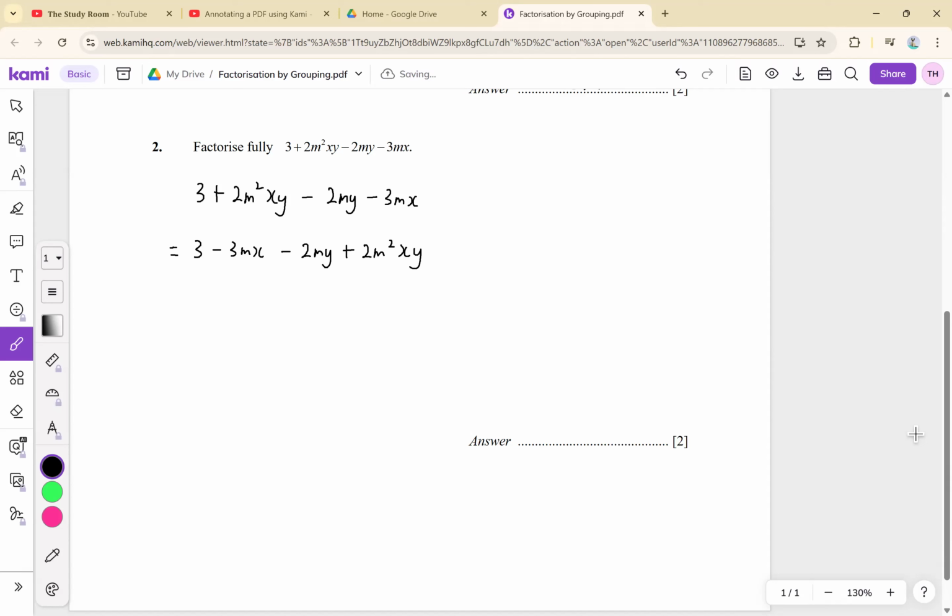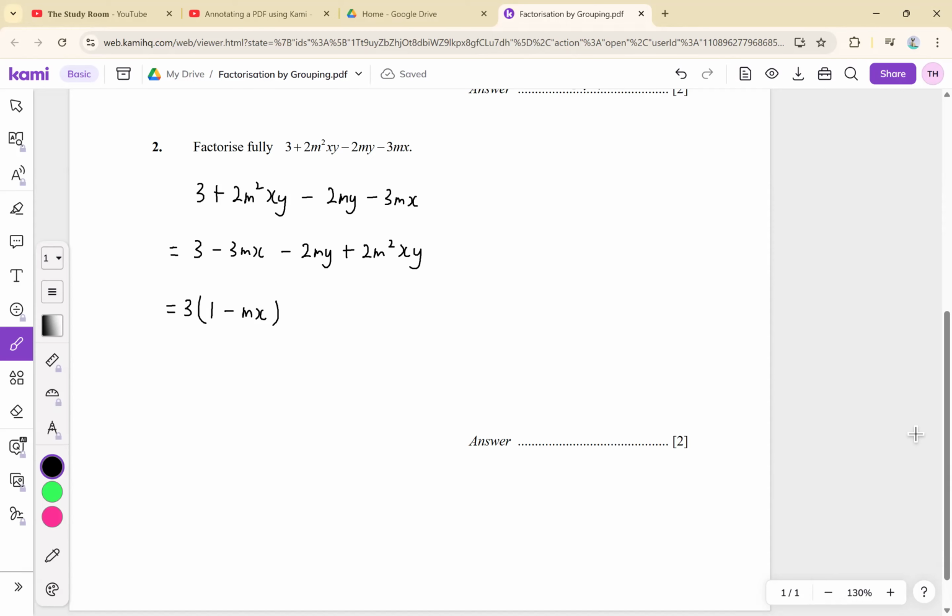Then we want to factorize out the common factor from here. So I'll take out a 3, put a bracket, and ask myself the same question. What times 3 will give me 3? The answer is 1, so we know that there's a 1 here. Sometimes students make the mistake of not writing anything here, thinking there is 0. Then what times 3 will give me negative 3mx? It's going to be negative mx.